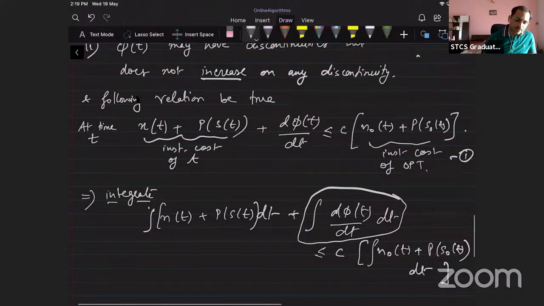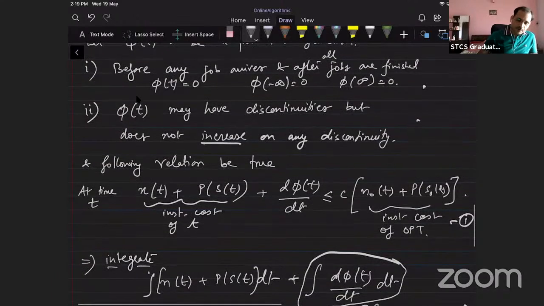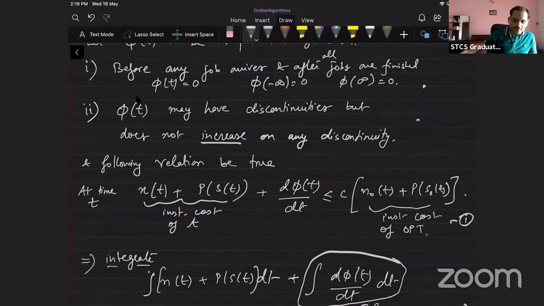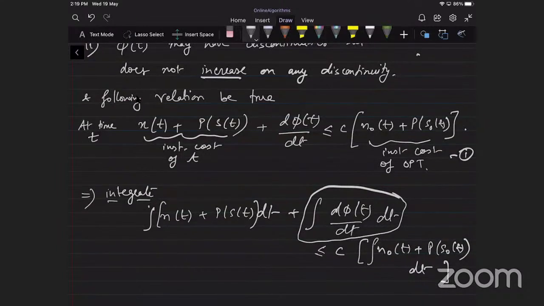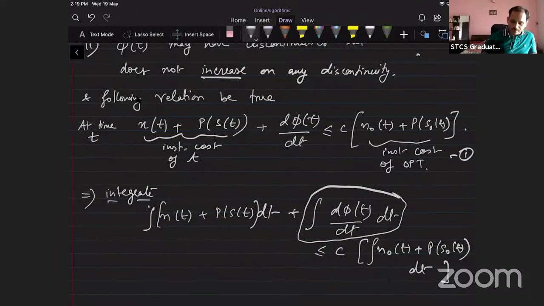See, the two conditions are phi of plus infinity is 0 and phi of minus infinity is 0, that is, before any job arrives and after all jobs depart, this is 0. And there is no jump up. It could jump down, so it never increases up.